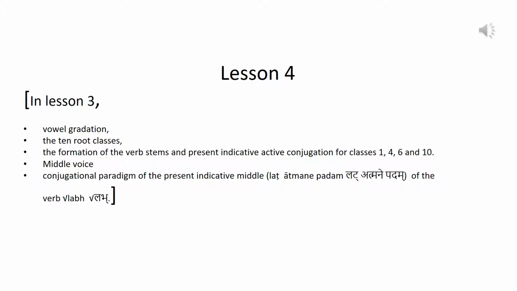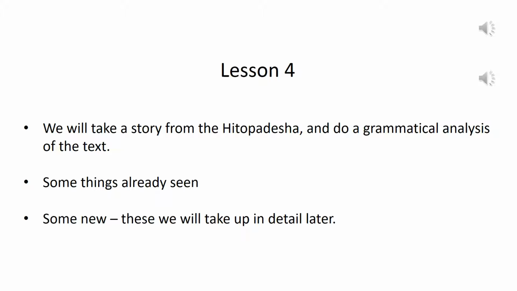In lesson 3, we looked at vowel gradation, the simple vowel, the guna and the vriddhi. Then we looked at the 10 root classes and the formation of the verb stems and conjugation for classes 1, 4, 6 and 10. We said that these 4 classes together are called the thematic verbs. We also looked at the middle voice and the conjugational paradigm of the present indicative middle, the lat atmanepada of the verb labh.